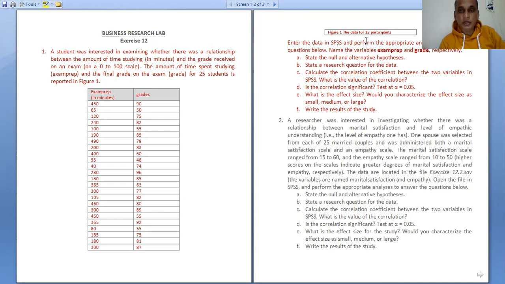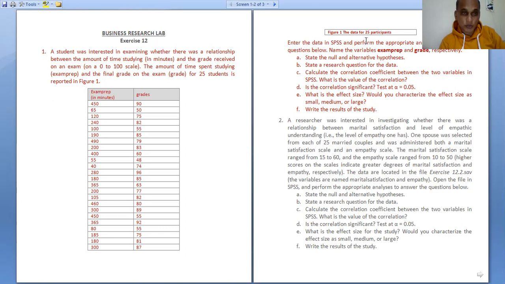We have to talk about the null and the alternate hypothesis, state the research question, and calculate the correlation coefficient between two variables in SPSS. We also have to look at the value of correlation and say whether the correlation is significant or not at alpha equal to 0.05. We have to talk about the effect size, whether it is small, medium, or large. And finally, we have to write the results of the study.